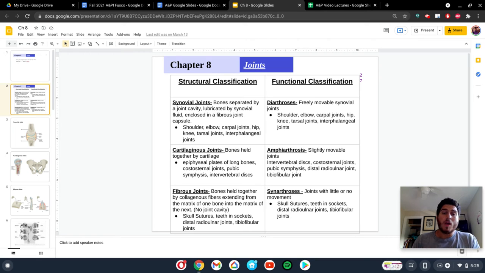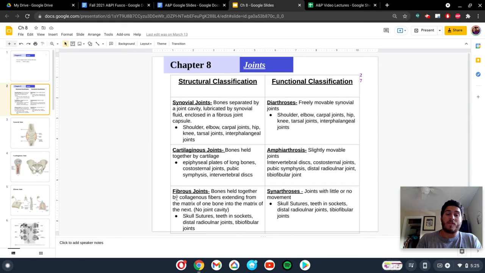Freely movable. The in-between one, the amphiarthroses, the structural classification here is the cartilaginous joints. These bones are going to be held together by cartilage. So again, the epiphyseal plates of our long bones, our costal joints, pubic symphysis, all these same things. These are going to be cartilaginous joints. When in doubt, you can always look back at previous chapters that talked about cartilage. These are just bone to cartilage joints.